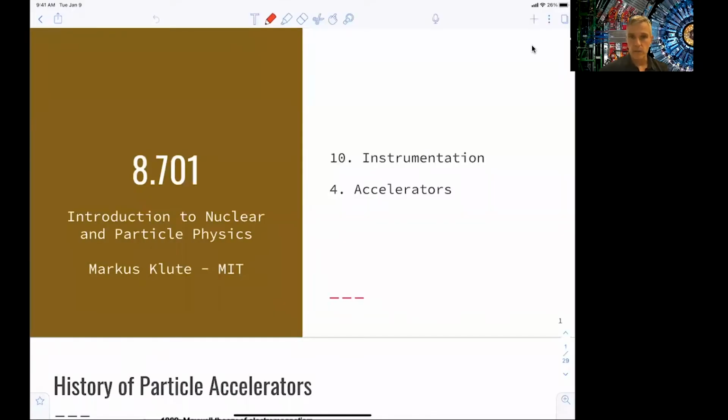Welcome back to 8701. So in this section of our discussion of instrumentation, we talk about accelerators. And I'll do this in a little bit of an historic way, showing you some of the developments over the last up to 100 years.